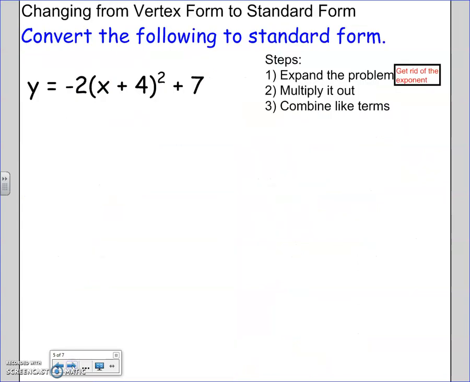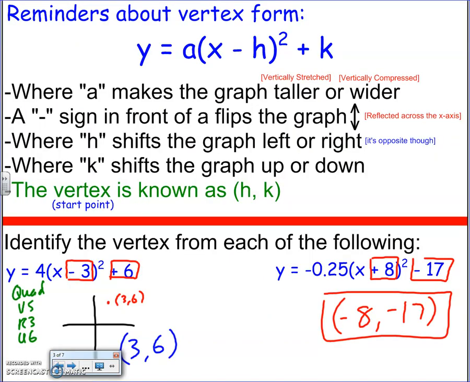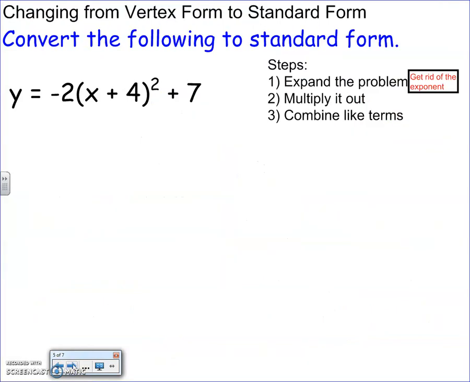Alright, converting from vertex to standard is very simple. There's 3 steps. We're in AHK form when you see ABC. Well, ABC has no parentheses. So if there's no parentheses, we basically gotta get rid of the parentheses. To get rid of the parentheses, you gotta take the exponent. So the first step is to expand the problem.